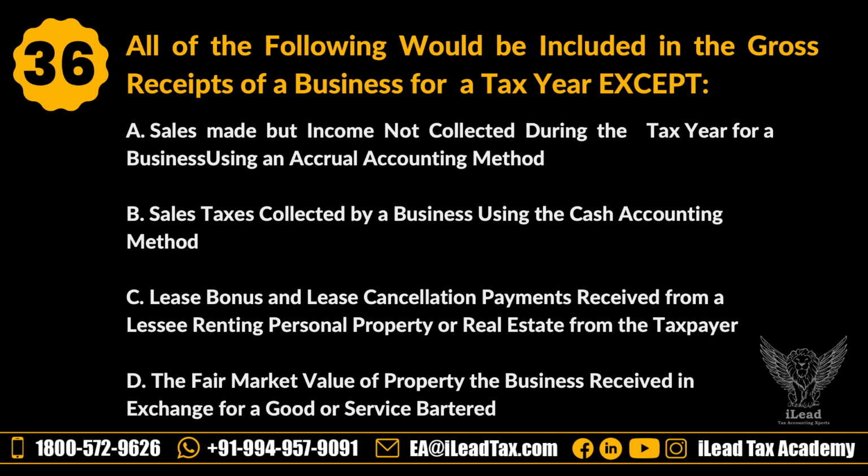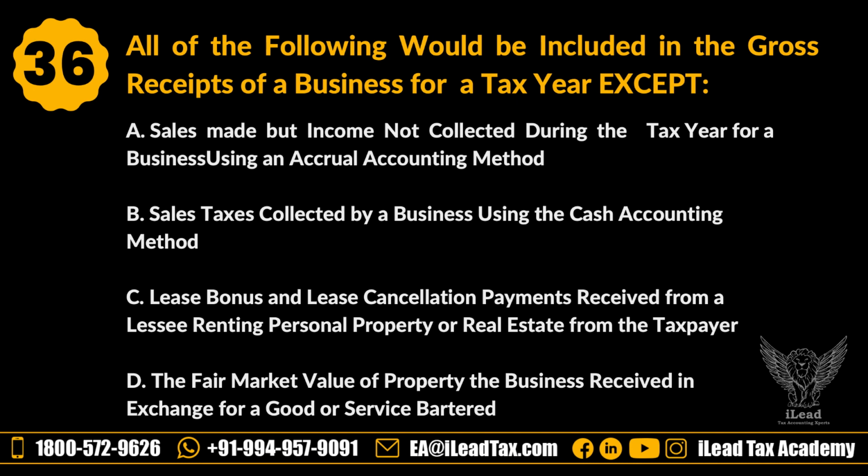Option C, this statement is also correct. Lease bonus and lease cancellation payments received are considered part of the business gross receipts. So option C is also incorrect. Option D, barter transaction. It involves the exchange of goods or services, and the FMV of property received in exchange would still be includable in the gross receipts. So option D is also incorrect.